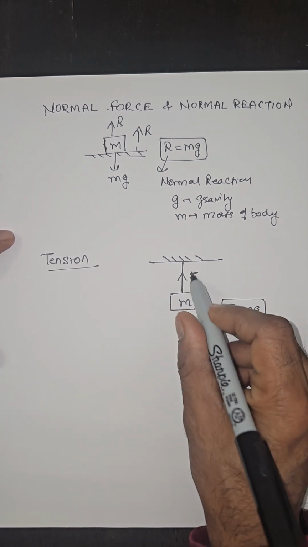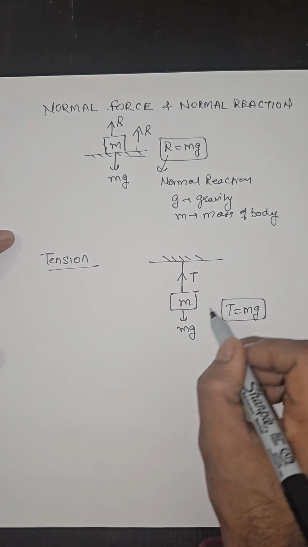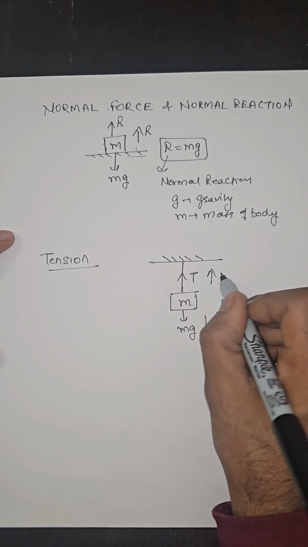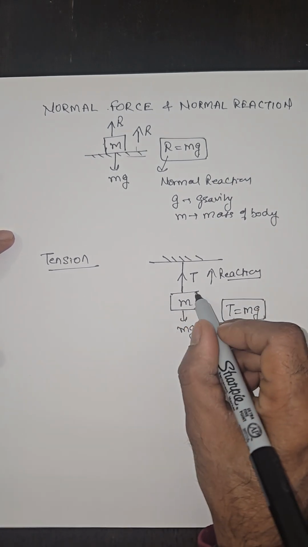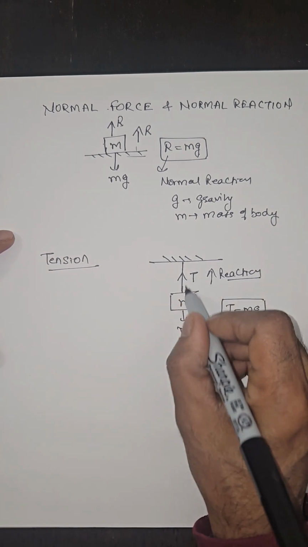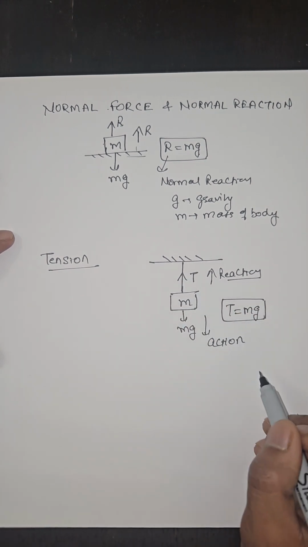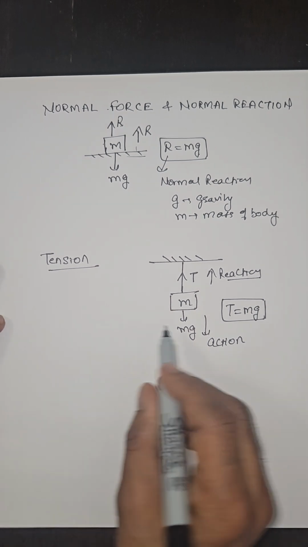So why is the opposite force coming? Because of Newton's third law of motion. For every action, there is an equal reaction. This is your action and this is the reaction. The reaction force on the mass m comes from this rigid support in the form of tension in the string. So T is equal to mg here.